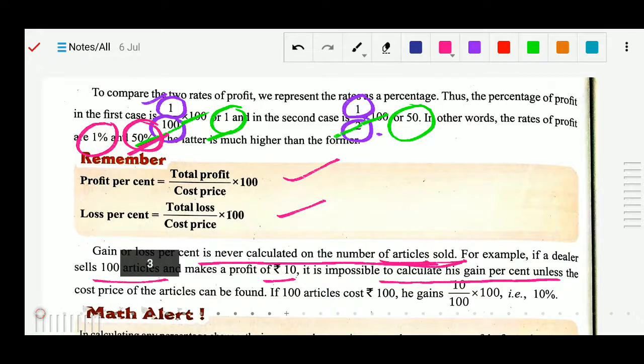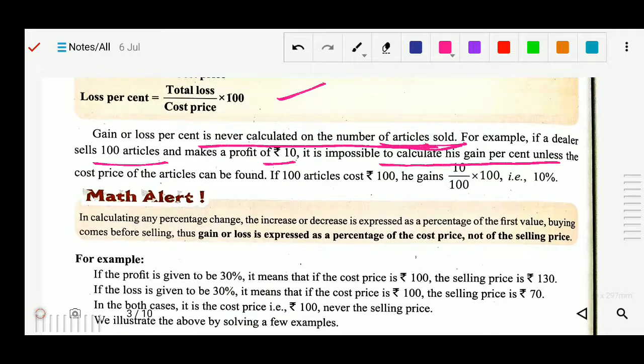Okay, so you should know that it is not possible. If you do not find the cost price, you will not be able to find the profit percent or loss. So this gain percent and loss percent is never calculated on the sold price, meaning selling price. For that, we have to find, if 100 articles cost 100, he gains 10 by 100, and like that. Okay, so this concept we will use here.